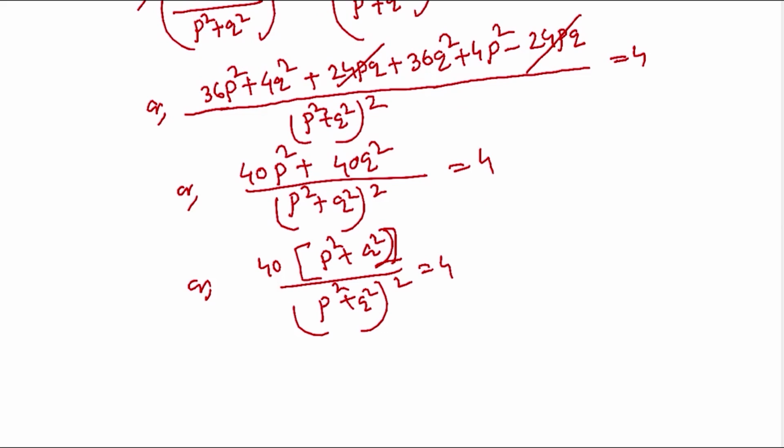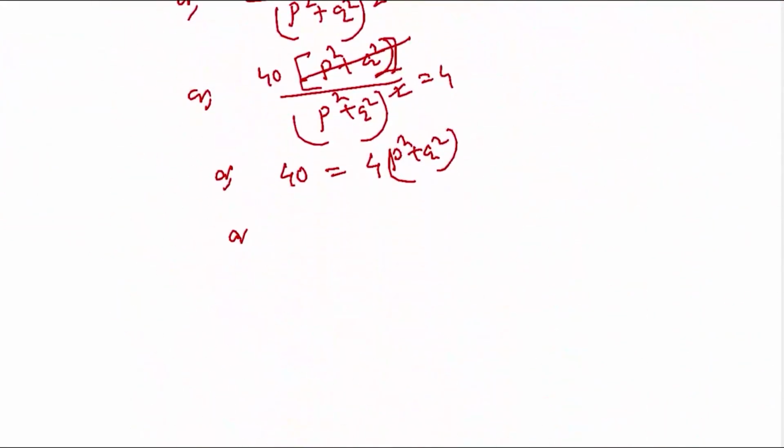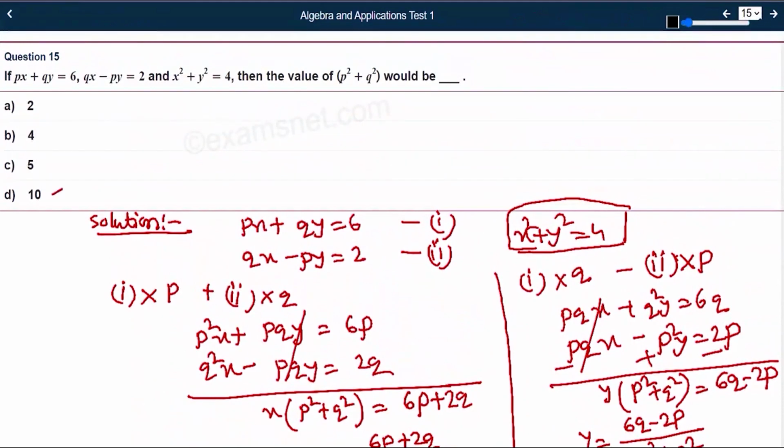Since we can eliminate one p square plus q square, it becomes 40 over p square plus q square equals 4. If we cross multiply with 4, and remember, we were asked to find the value of p square plus q square. So just bring this 4 down. Yes, 10. So we got the answer: p square plus q square is 10. Option D is the correct answer.